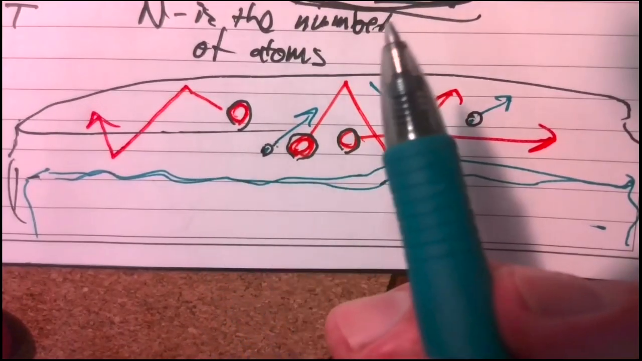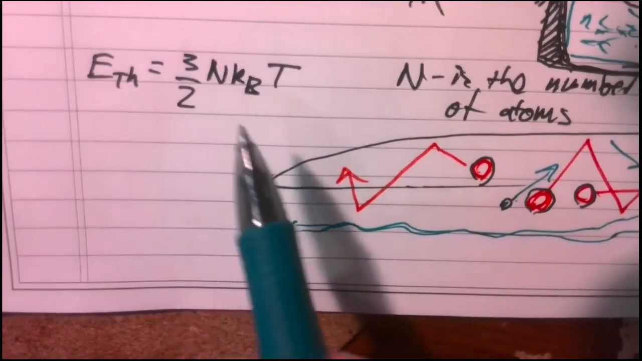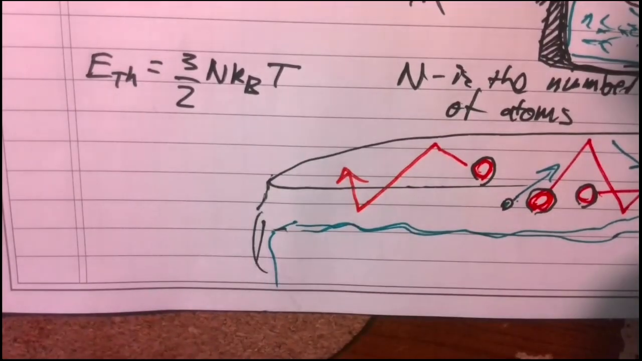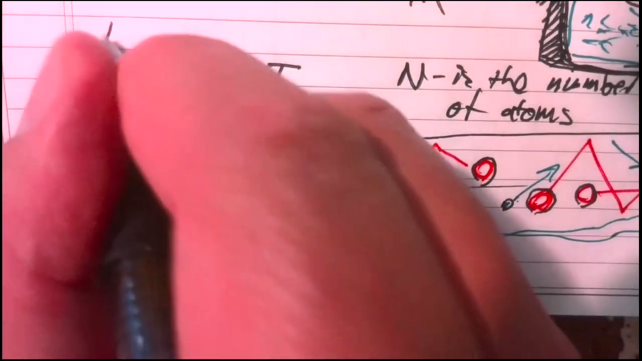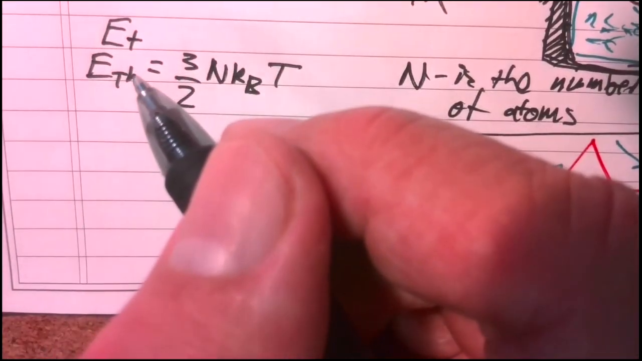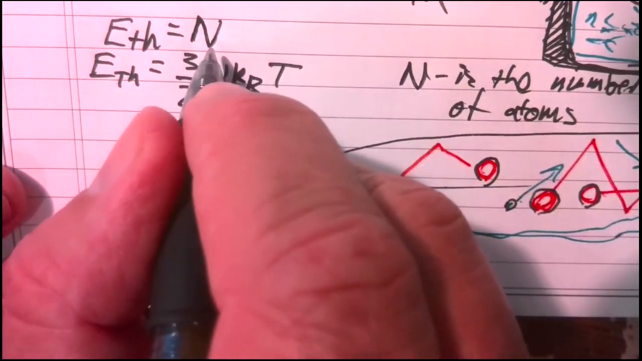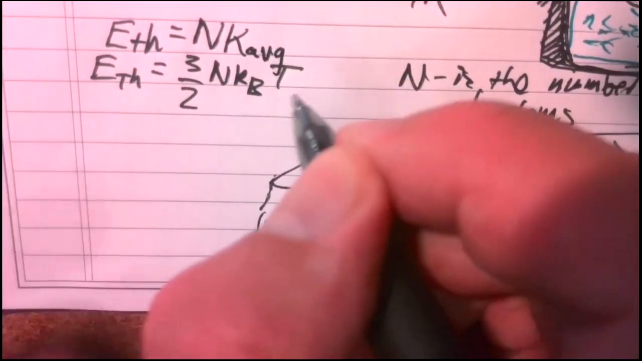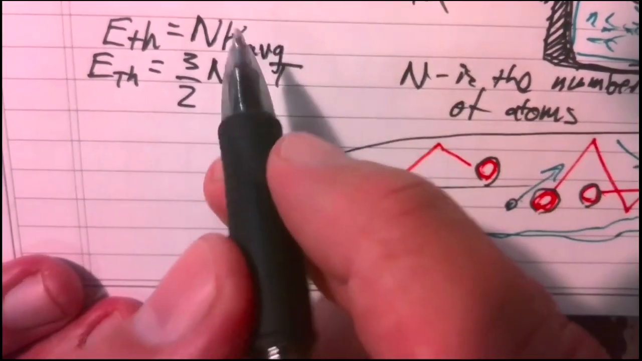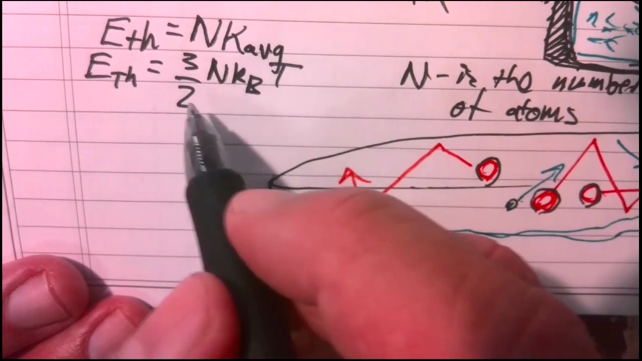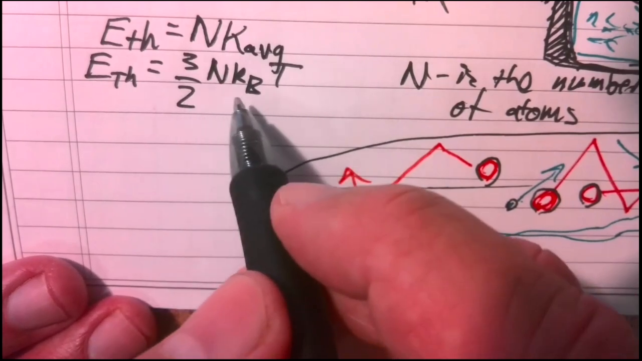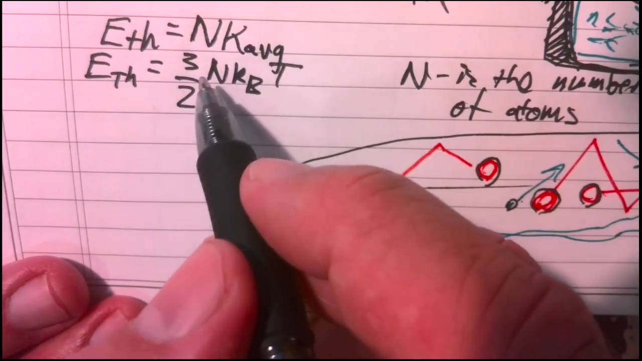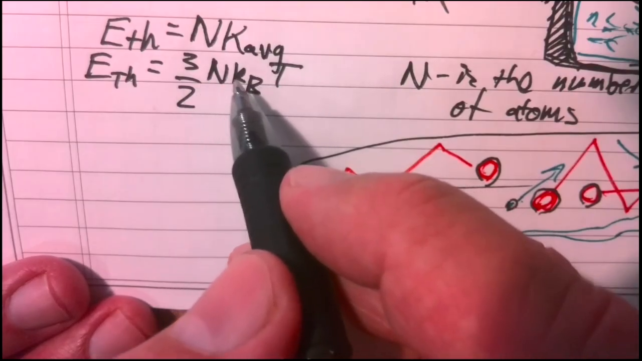And in the book, it talks about this equation right here. This is related to the kinetic energy. Another way we can write this equation is the thermal energy. The thermal energy is equal to the number of atoms times the average kinetic energy of those atoms. And it's the same thing. A way to calculate that is right here. So this is how we get the kinetic energy of our gas molecules.